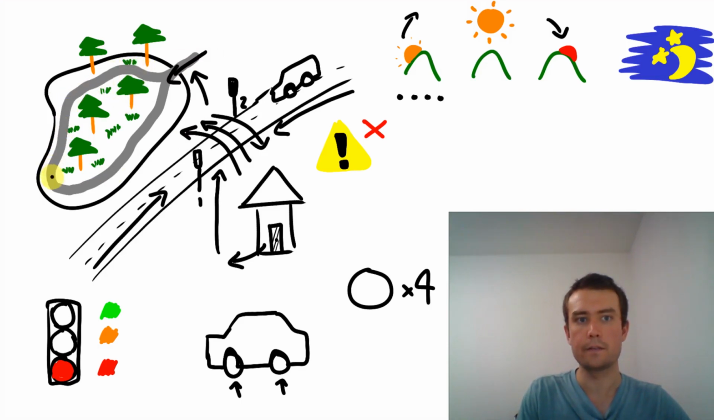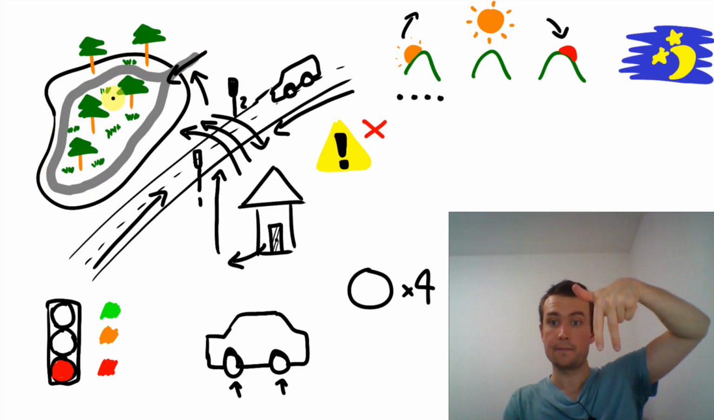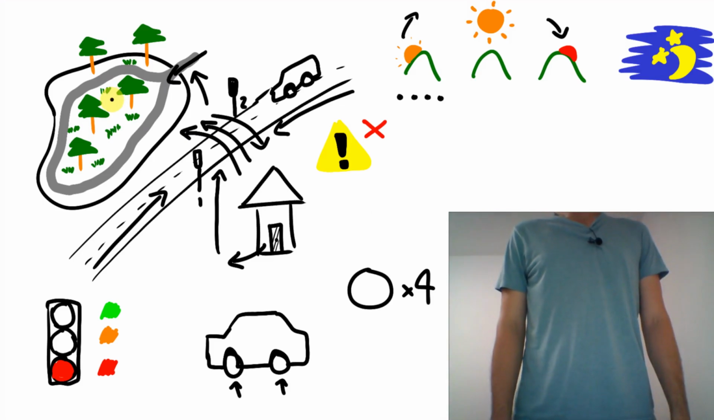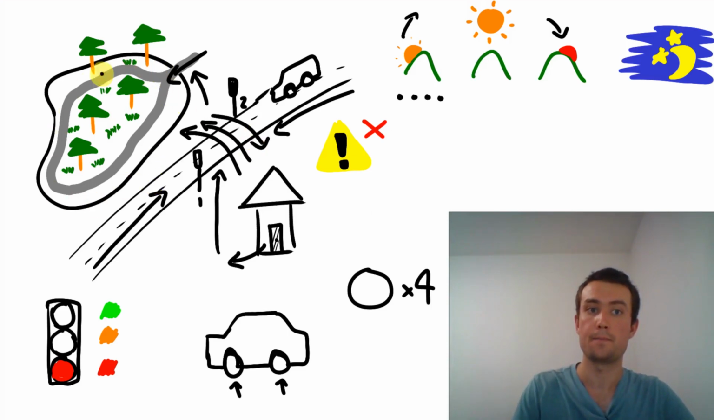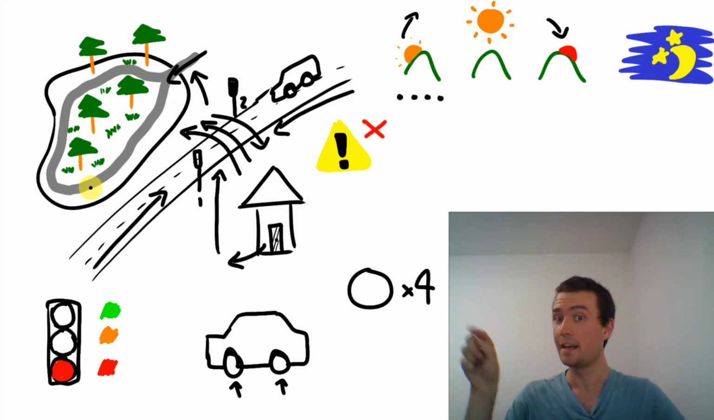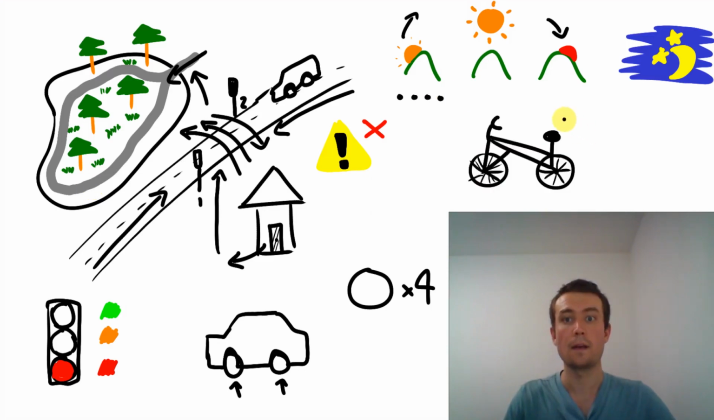This is a path that goes around the park. I am standing on the path. I see a bike.